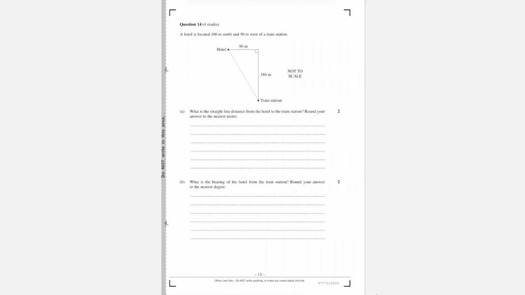A hotel is located 186 meters north and 50 meters west of a train station. What is the straight line distance from the hotel to the train station? Round your answer to the nearest meter.